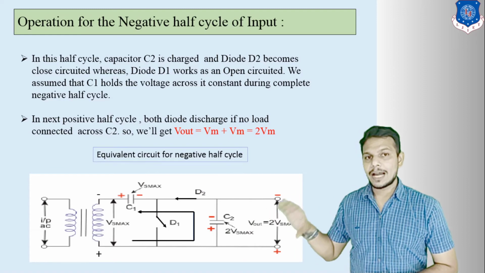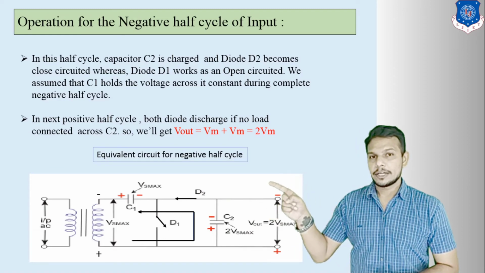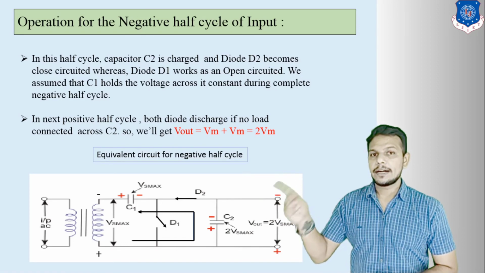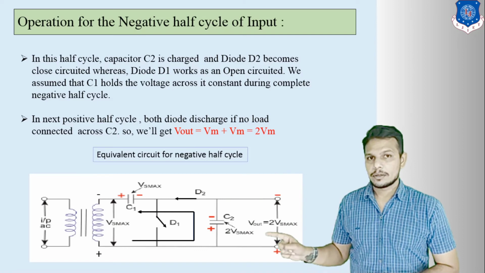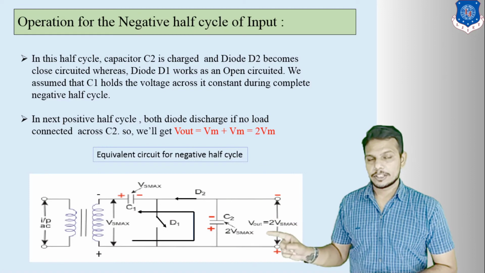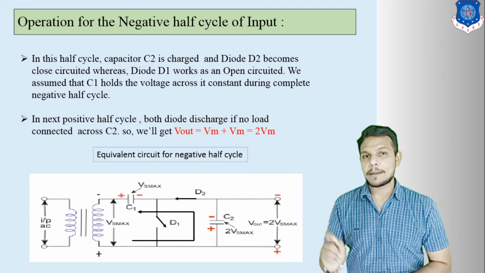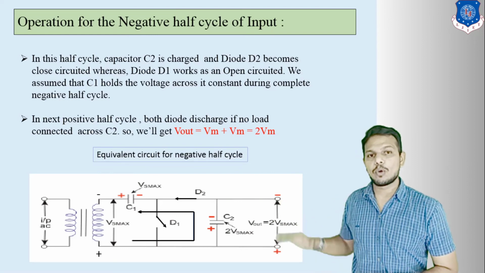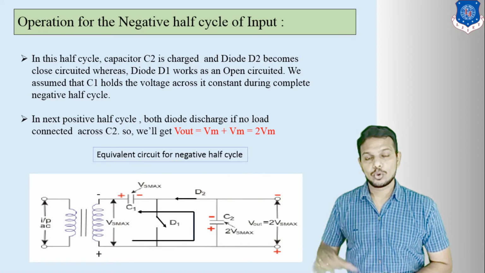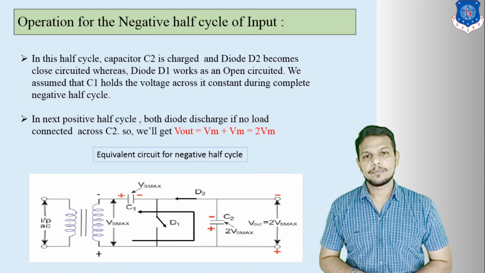Your final output voltage becomes Vm, which is already charged in the positive half cycle across capacitor C1, plus V2, which is across capacitor C2. This is also Vm, and the final V output is equal to Vm plus Vm. That means your final output voltage across this terminal is equal to twice Vm. So with this method you will get twice Vm.